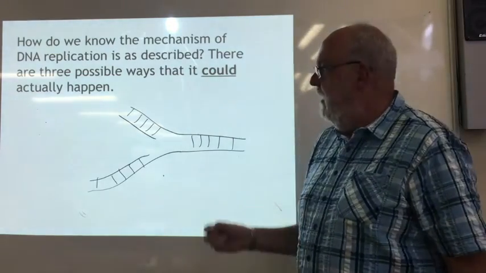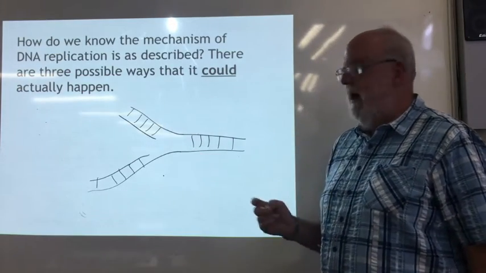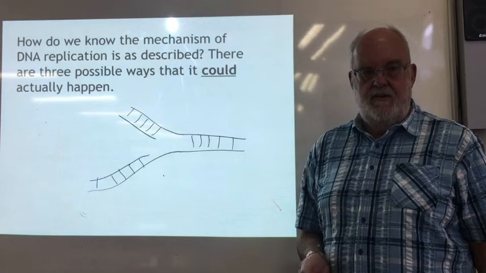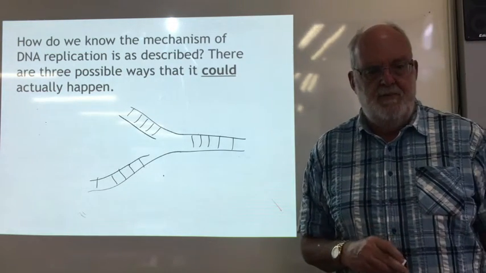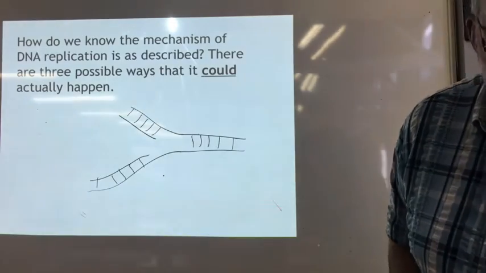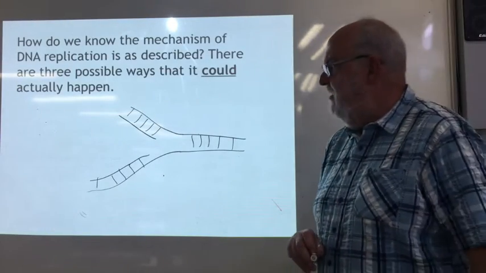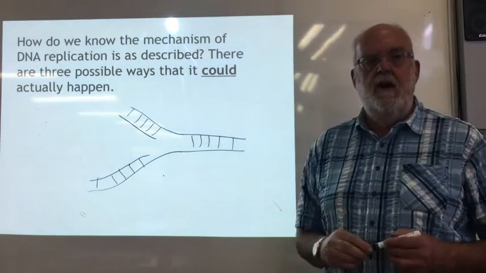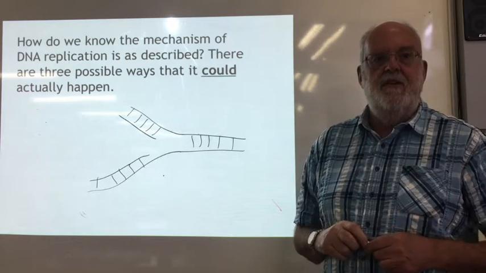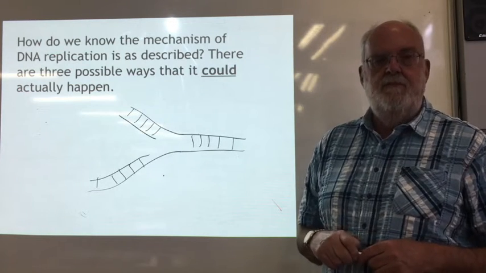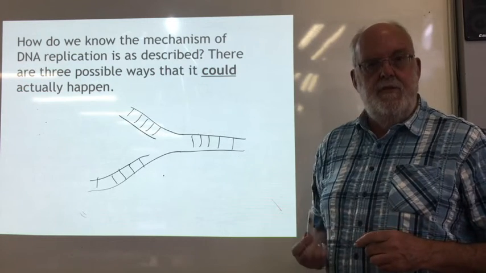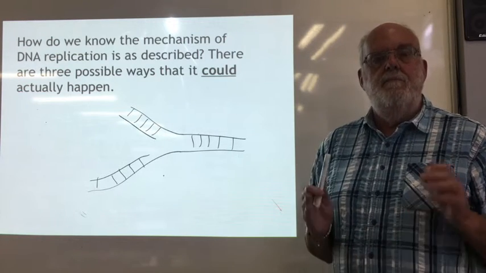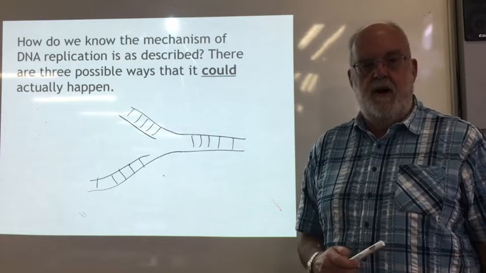How do we know that this is the system? How do we know that there's not some other mechanism? This is something that you can go into in your textbooks on pages 117 and 118, where there were some experiments done by a couple of scientists called Meselson and Stahl, who worked out that this was the method that was used by carrying out a series of experiments.